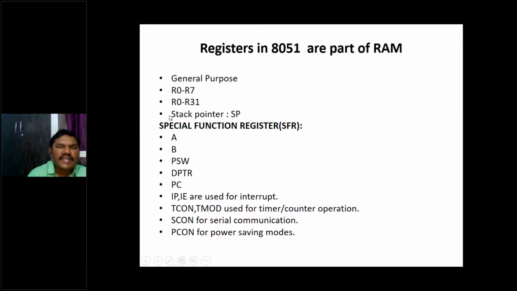And the stack pointer is used to call the stack of the memory. So that's why here we are having the stack pointer. It's a part of this RAM memory only. Right, so next we will see about this memory one by one. A register, B register, PSW, DPTR, program counter. These are all called special function registers that we will see one by one.